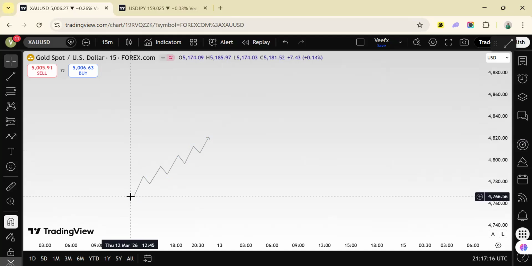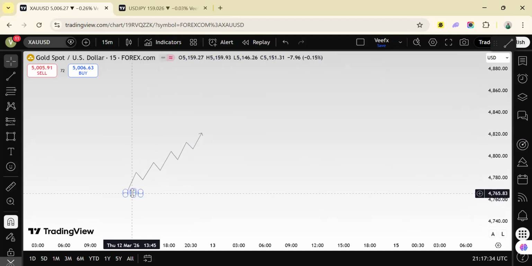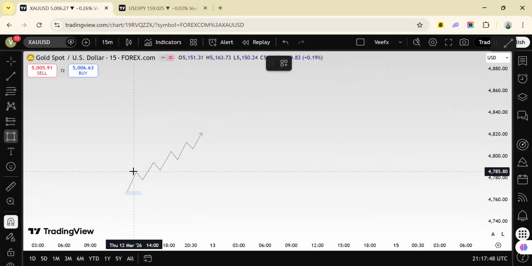Now, what does that mean? This area where it's pushing price up, that's what you call your buy order block. So this zone right here is the zone that's pushing price up, and you call it your buy order block. Now, this zone that is pushing price down, you call your sell order block.